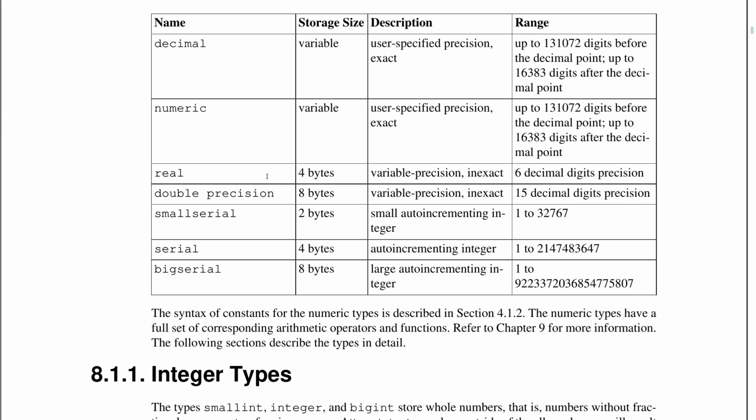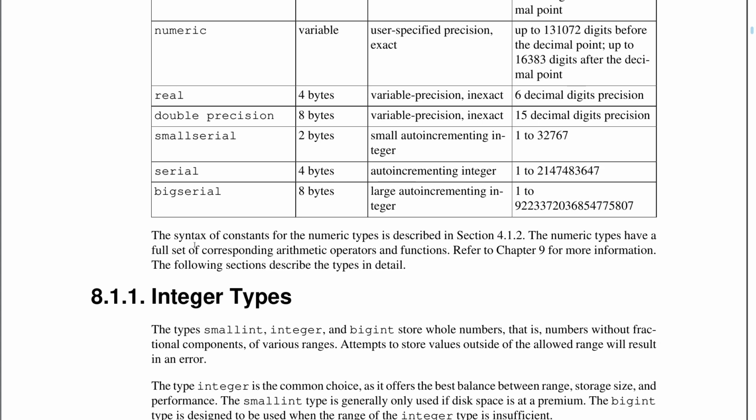Also note that floating points are inexact. That is, what you enter may not get stored. Something smaller than what you enter will be stored, because that's how binary numbers work. A binary floating point number can't give an exact representation of a decimal floating point number. The syntax of constants for the numeric types is described in section 4.1.2. The numeric types have a full set of corresponding arithmetic operators and functions. Refer to chapter 9 for more information.